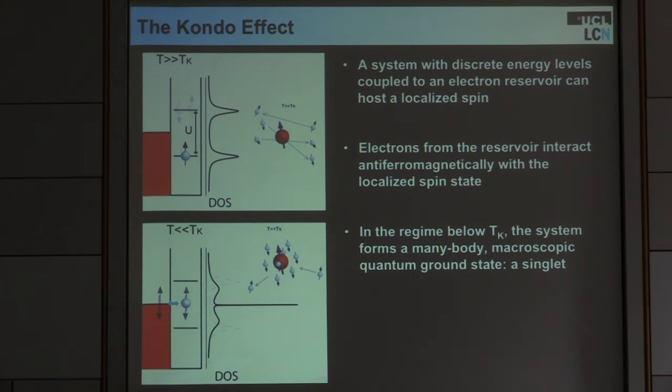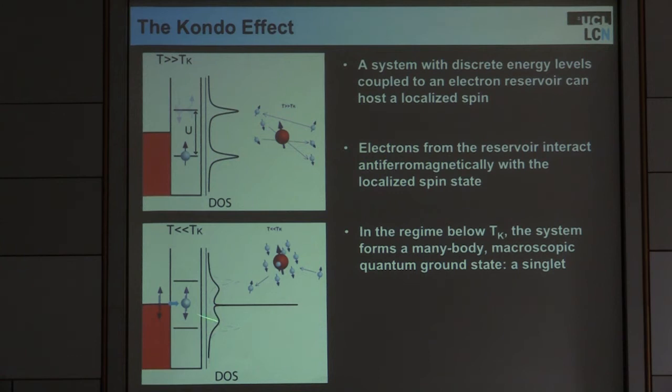But if you go below a certain energy, something very interesting will happen, or if you go below a certain characteristic energy scale and temperature. Basically, this hopping on and off will actually form a many-body macroscopic quantum ground state, and it will create a singlet. Now, what's essentially going on is you have hopping on and off of this atomic site, and the hopping is such that you actually flip the spin every time you do it.